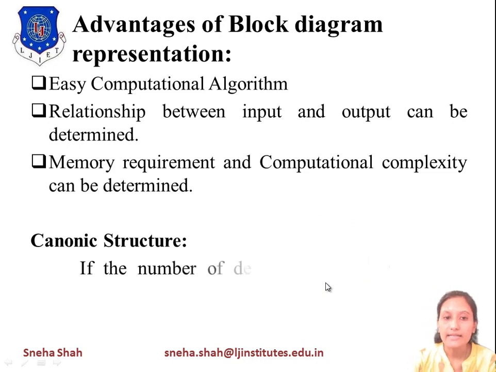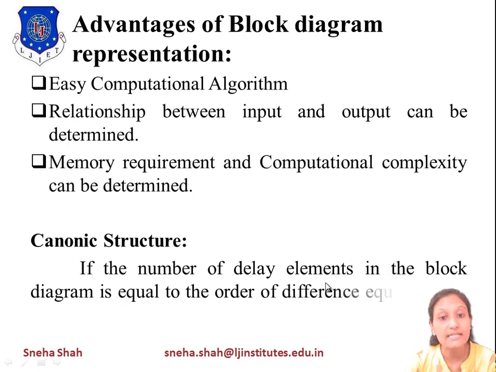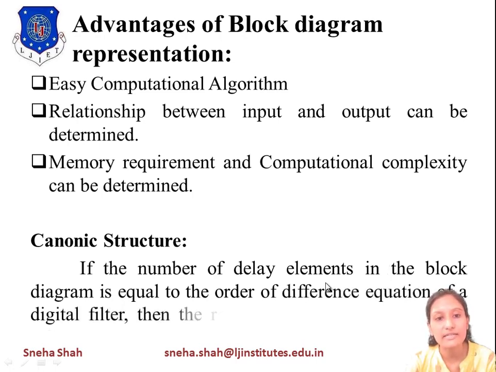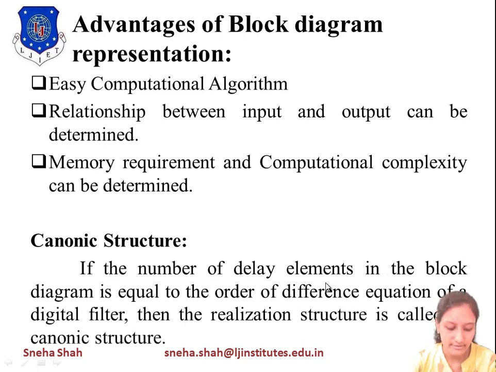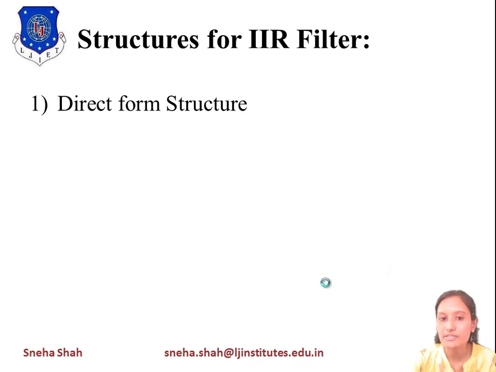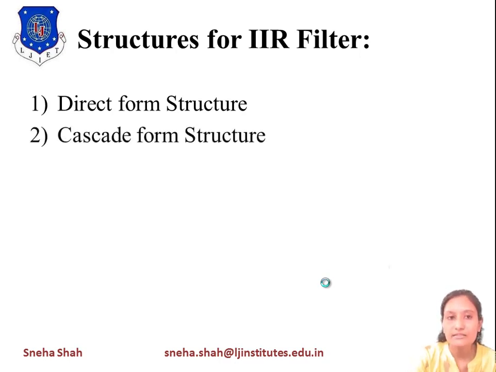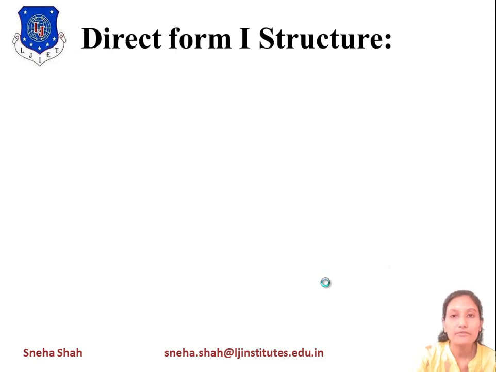If we define a canonic structure, it is defined like this: if the number of delay elements in the block diagram is equal to the order of the difference equation of a digital filter, then the realization structure is known as a canonic structure. Now the next topic is structures for IIR filters. There are basically 3 types of structures for the IIR filter. First is the direct form structure, then the cascade form structure, and then the parallel form structure. The direct form structure is further divided into 2 parts: direct form 1 structure and direct form 2 structure. So the next topic is direct form 1 structure.